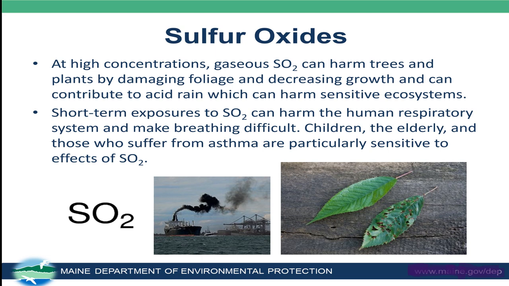Sulfur dioxide. At high concentrations, SO2 can harm trees and plants by damaging foliage and decreasing growth. It can contribute to acid rain, which can harm sensitive ecosystems. Short-term exposure to SO2 can harm the human respiratory system and make breathing difficult. Children, the elderly and those who suffer from asthma are particularly sensitive.